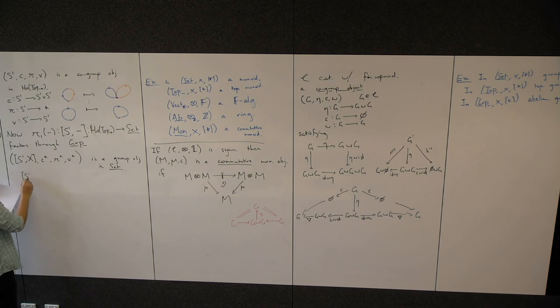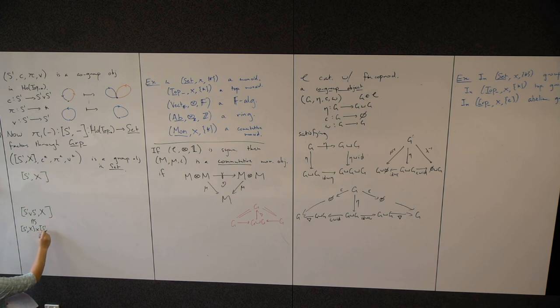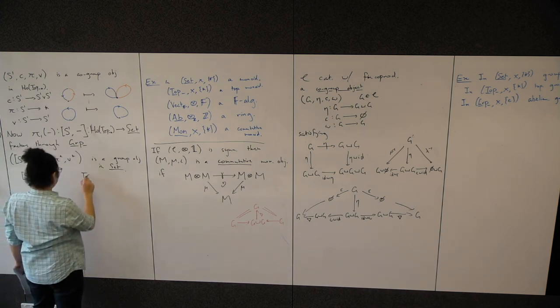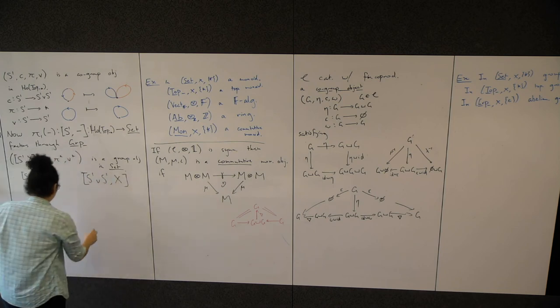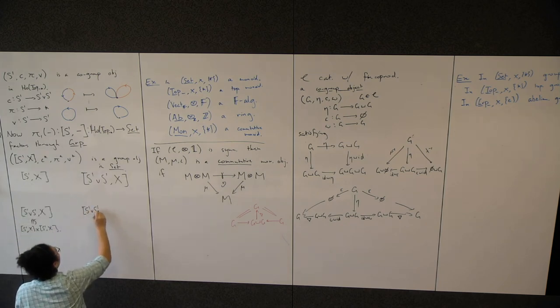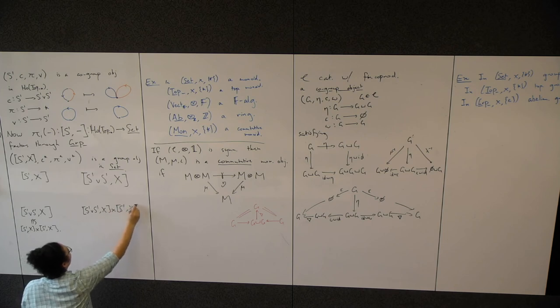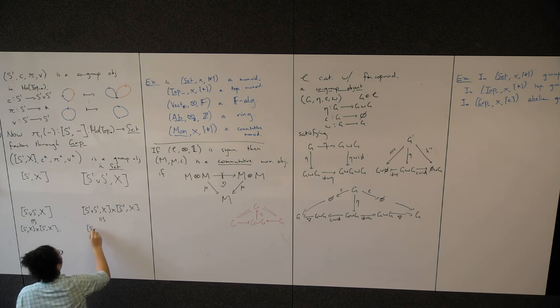Well, we have S1 wedge S1 X. This is asking for continuous maps from the wedge of two circles into a space, but because these are based topological spaces, that's the same thing as asking for a map from two separate circles into the thing. So this is the same thing as maps from S1 into X cross maps from S1 into X. And so I have the same thing here, S1 wedge S1 X. And here I have S1 wedge S1 X cross S1 X. And here I have S1 X cross S1 wedge S1 X.